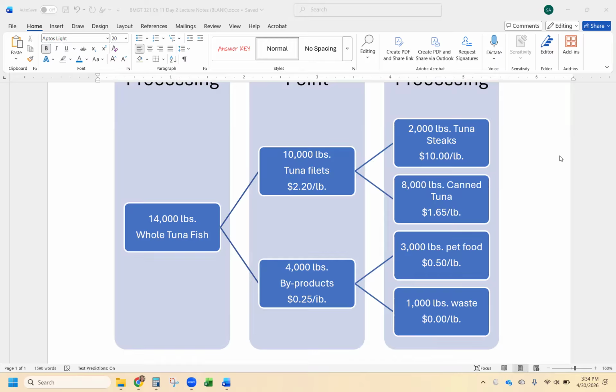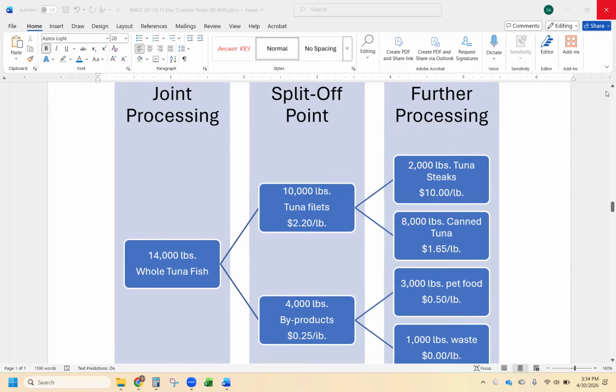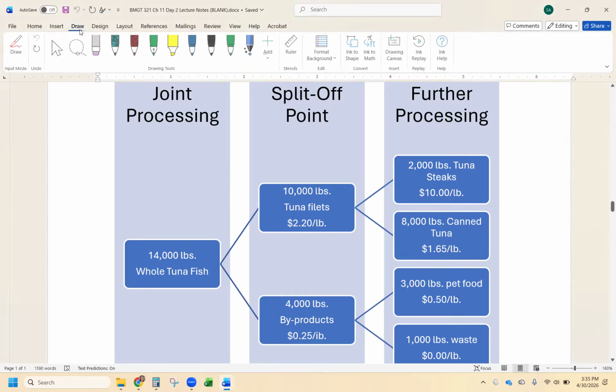So we're talking in this first part of today about the joint processing costs and whether or not we should sell at our split off point or process further. In this decision making, we're at a point where we've already done the first round of processing. So we've already turned our whole tuna into tuna fillets and byproducts. And that process has a cost. And in the book, they call it joint processing costs.